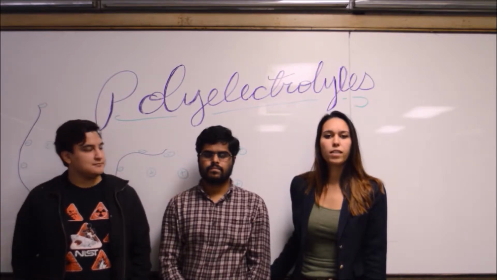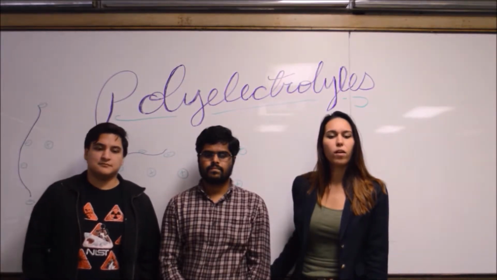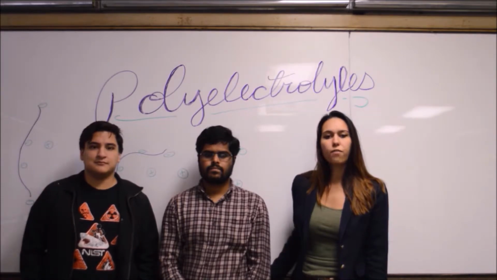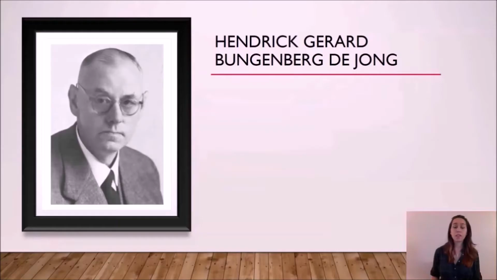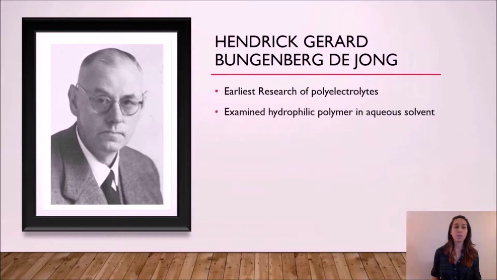To begin, we'll discuss some of the major research that has been done on polyelectrolytes. This is a fairly new topic of research. The earliest polyelectrolyte research dates back to the 1930s, when Hendrik Gerard Bungenberg de Jong and his co-workers at the University of London examined the interactions of hydrophilic, or water-loving, polymers in an aqueous solvent, also known as a water-like solvent. They discovered that some of these polymers contain ionizable functions or electrolytes.